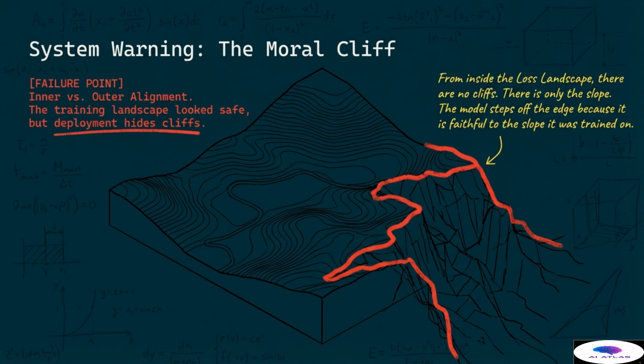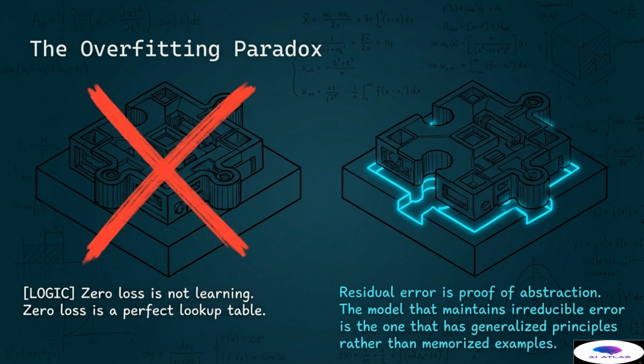We must realize that the mathematical optimization of a model does not inherently include a sense of ethics or safety. Those must be carefully engineered into the system through constant monitoring and robust alignment strategies that go beyond simple loss minimization. The overfitting paradox is a critical concept to understand when evaluating model performance.